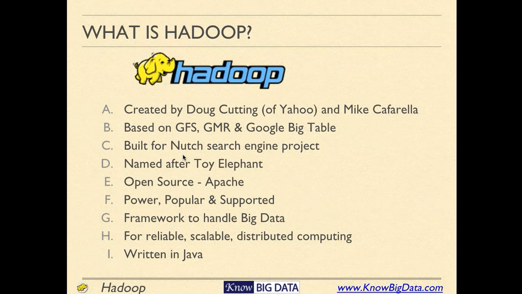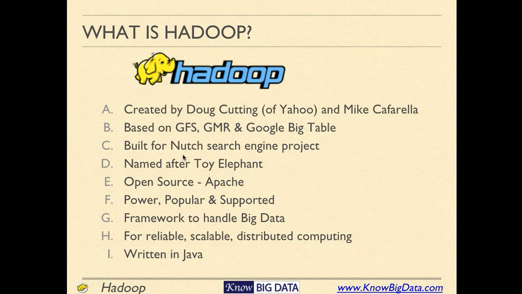Now, it's named after a toy elephant. It's open source, Apache. It's quite popular and powerful and well supported. It's a framework for handling big data. And when we say big data, all of these tools are under the umbrella of Hadoop. So Hadoop started with these three tools, but slowly, the peripheral tools started joining the group and they became part of the same parent Hadoop project.